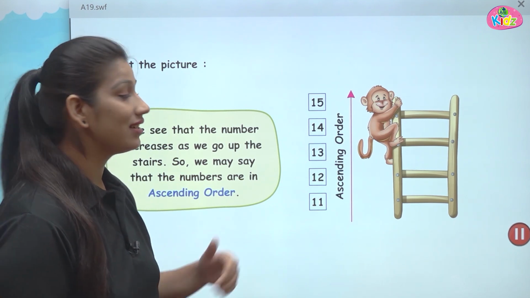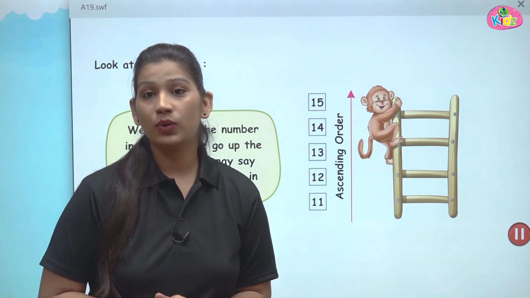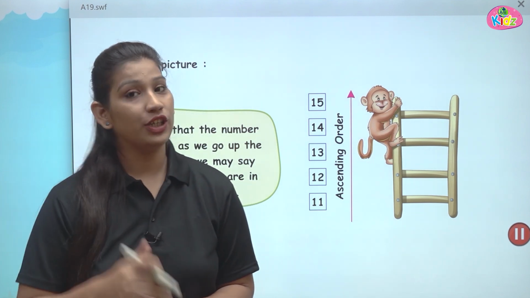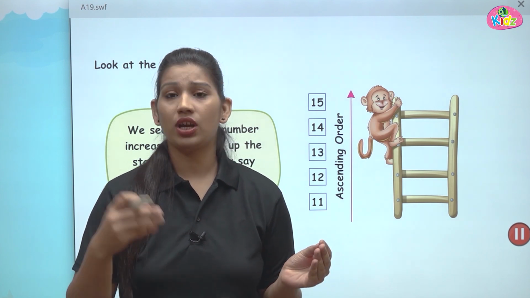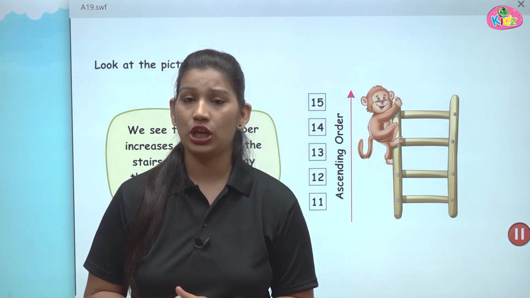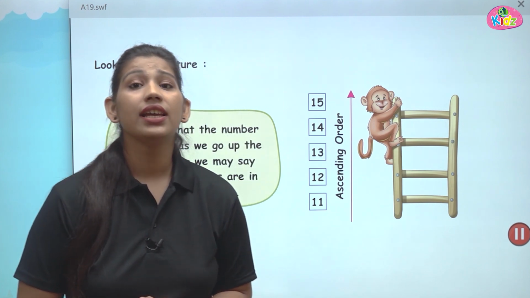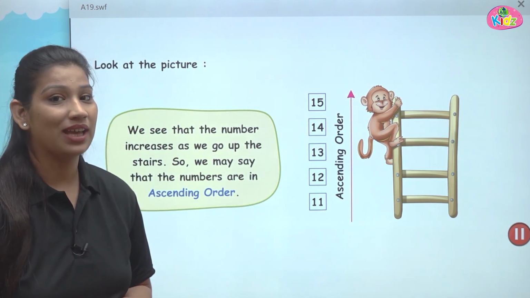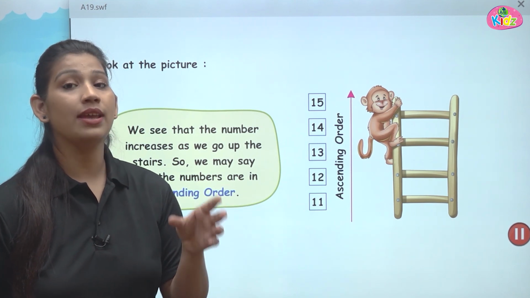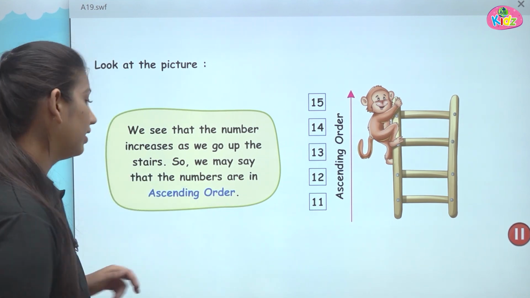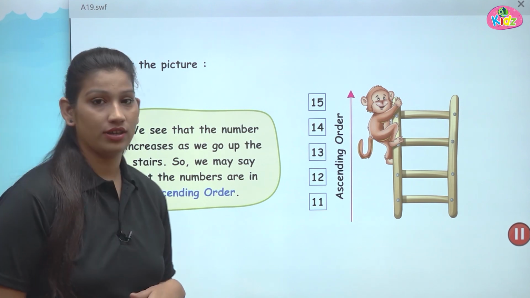We will say that कि numbers ascending order में हैं क्योंकि numbers छोटे से बड़े होते जा रहे हैं. जब भी आपके पास ऐसे numbers हो जो सबसे छोटा फिर उससे बड़ा फिर उससे बड़ा अरेंज किया गया हो तो हम बोलते हैं कि ये ascending order है. छोटे छोटे नंबर से big numbers की तरफ जाना. That is called as ascending order.